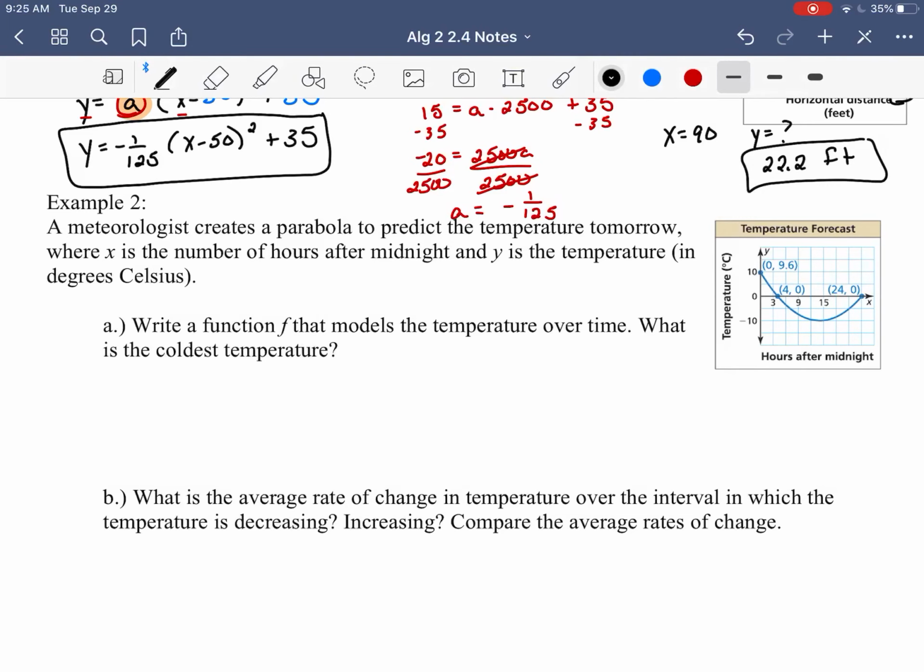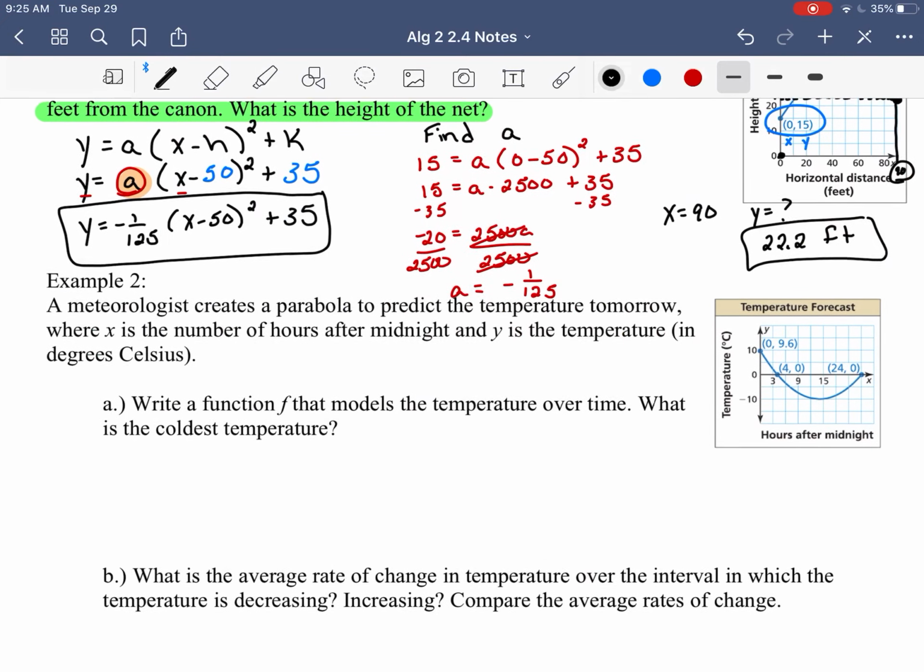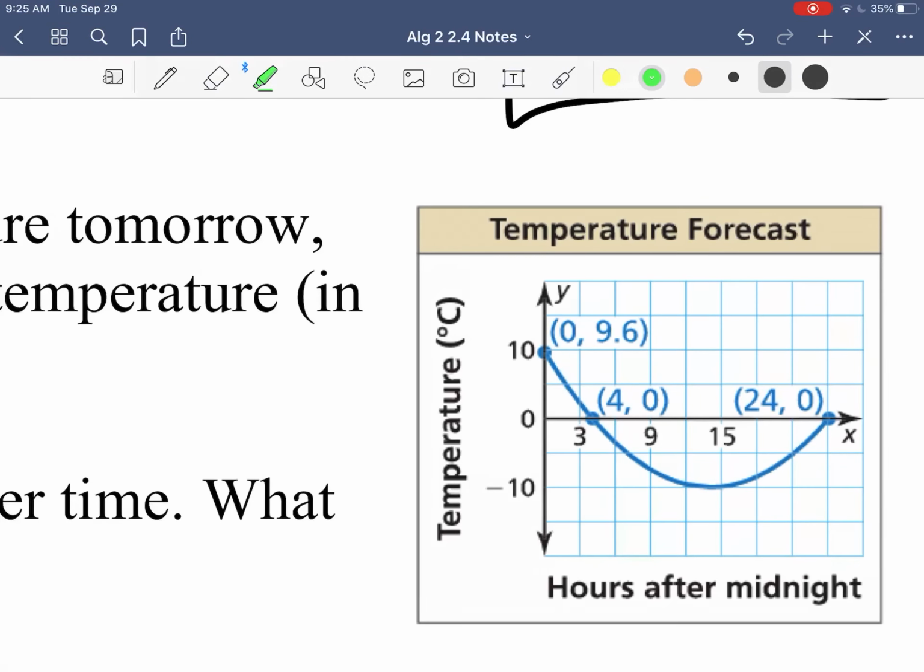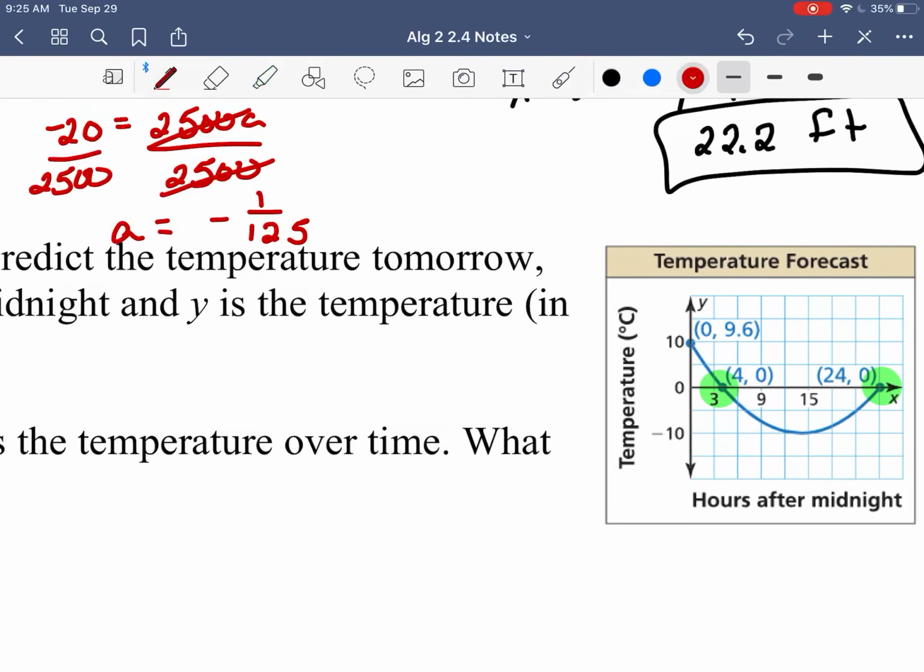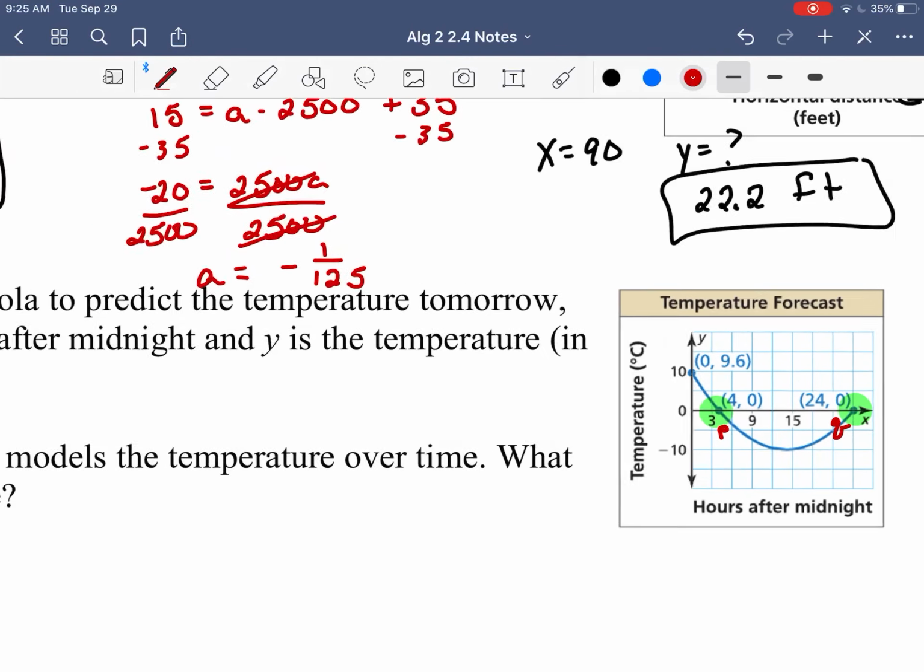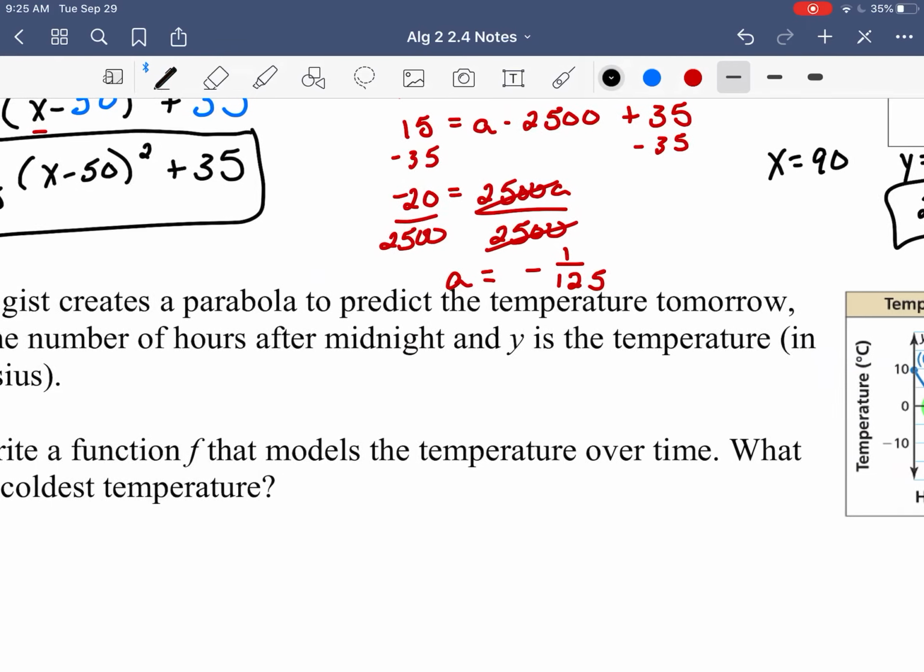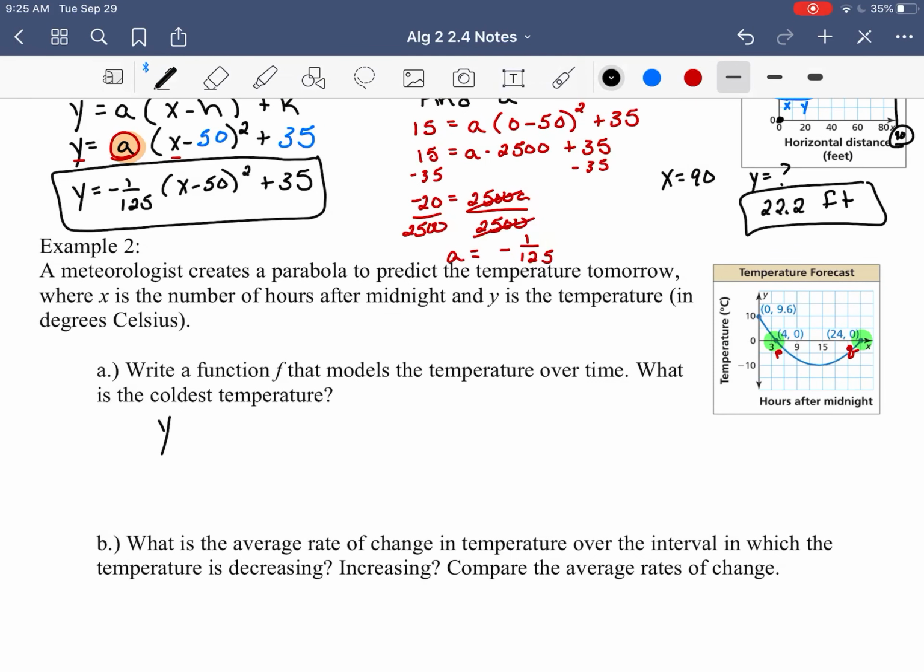So we know our intercepts. Our intercepts over here are right here and right there, at 4 and over there at 24. So one of them would be p and one of them would be q. It doesn't matter which one. So let's go ahead and write intercept form down. y equals a times x minus p times x minus q. Okay, so we know my p and my q.